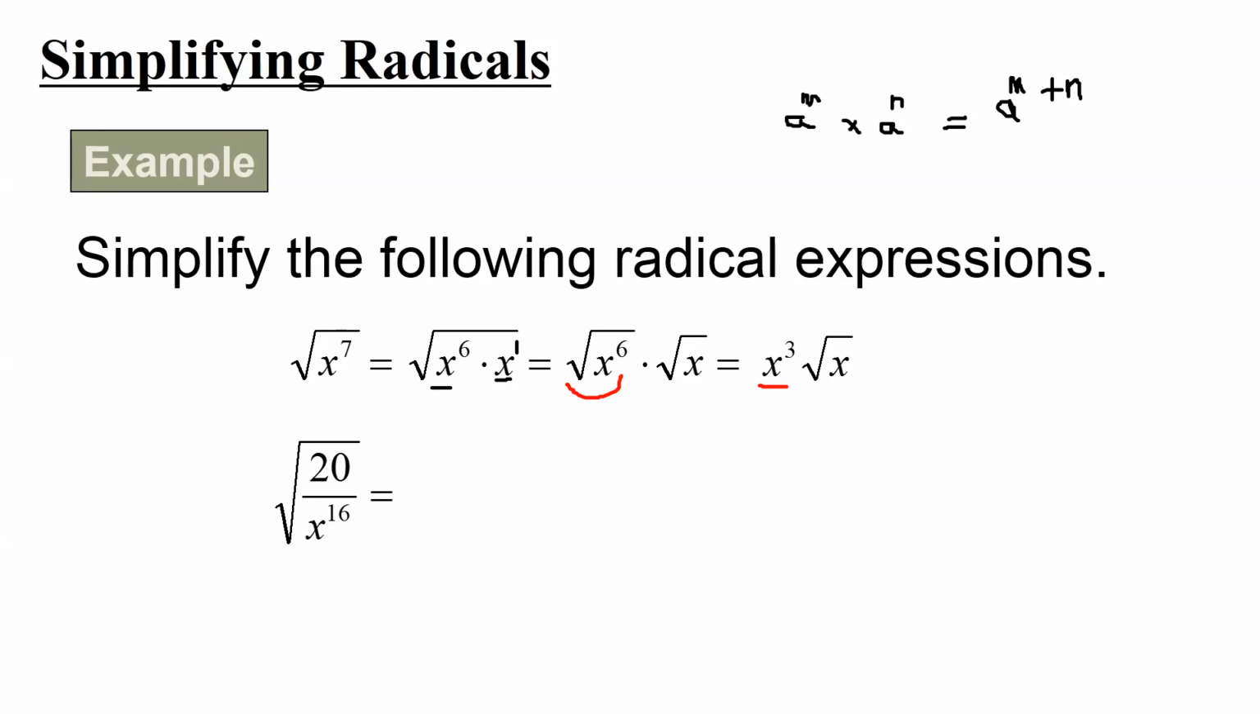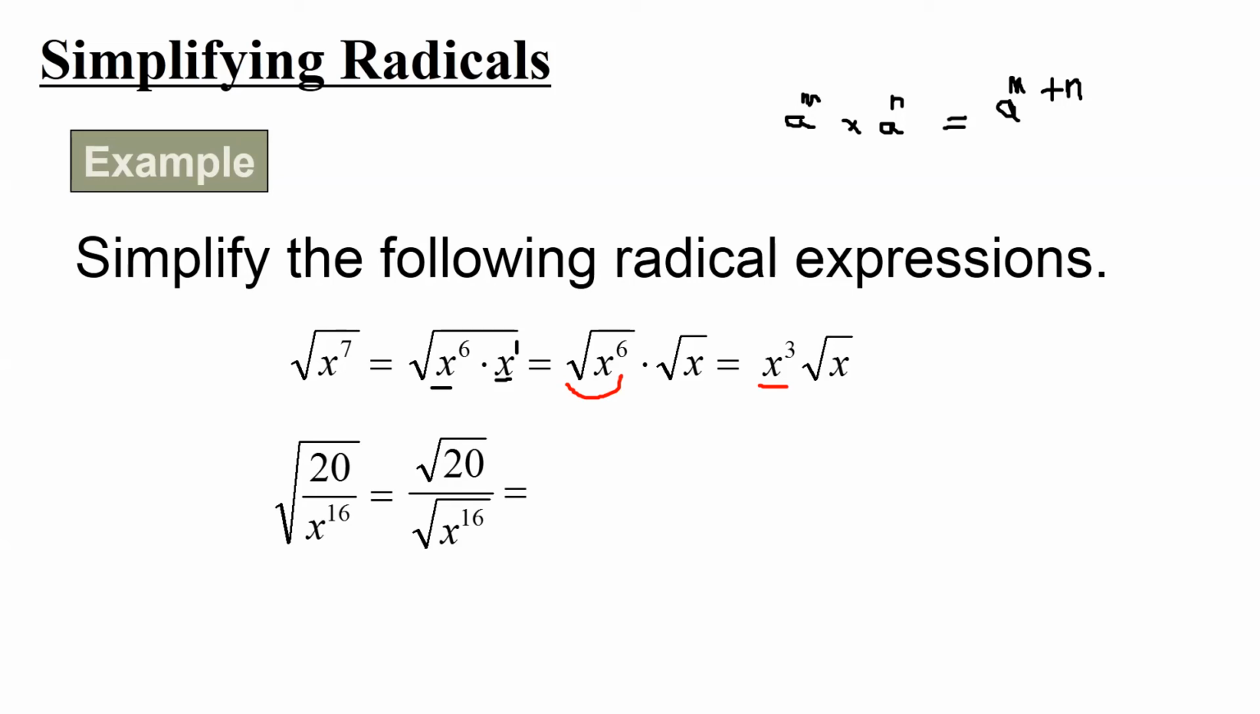radical 20 over x to the power 16. As I told you, you can split the radical for the numerator and the denominator as follows. So it becomes radical 20 over radical x to the power 16. Now try to think of two numbers you multiply to get 20. So it's 4 times 5, or you can put 2 times 10.